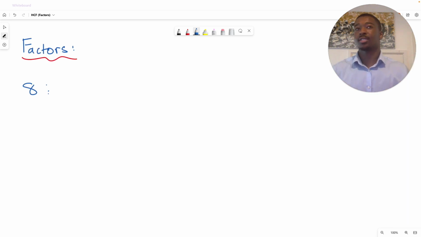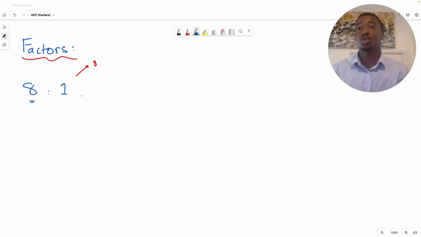What are factors? And we're going to use this number here, 8, to explain this. Now, a factor is simply any number that divides evenly into our given number. And by evenly, we mean leaving no remainders. So if 8 is our given number, then we could say that 1 is a factor of 8. And that's because 8 can be divided by 1 without leaving a remainder. Why? Because 8 divided by 1 gives us 8. So 1 is a factor of 8.